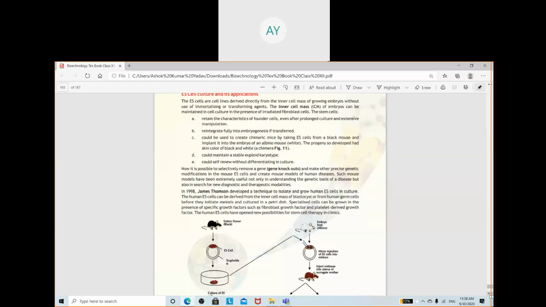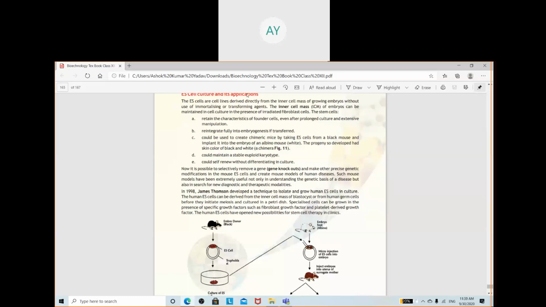Self renewal capacity, differentiation capacity, and reintegrate fully into the embryogenesis if transferred. So it could be used to create a chimeric mice by taking embryonic stem cell from the black mice and implanted into embryo of albino mice. What is the meaning of that line?